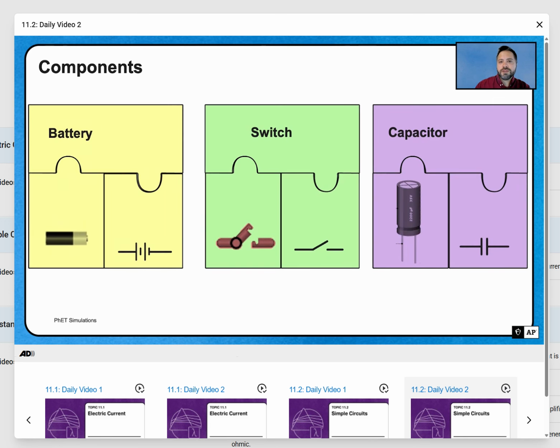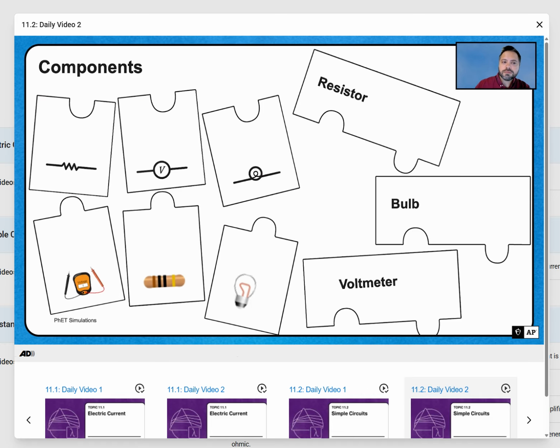So again, the battery is going to be parallel lines of alternating size. That just represents having multiple cells. The switch is going to look like an open or a broken circuit or a broken wire, and the capacitor is 2 parallel lines. And then one more time.